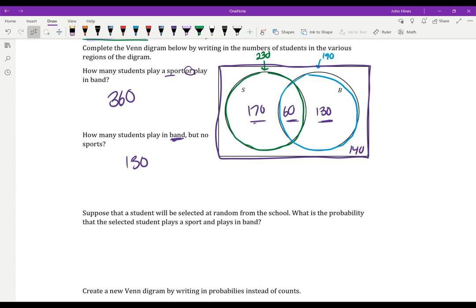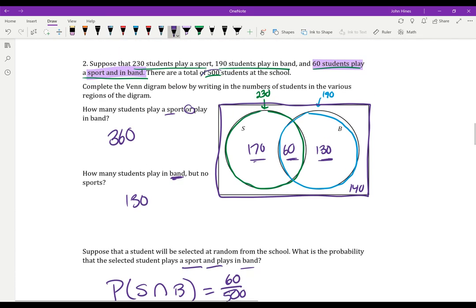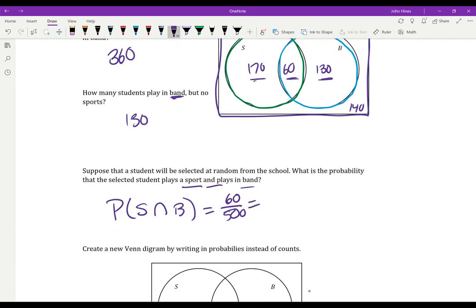Suppose that a student is selected at random. What's the probability the student plays a sport and plays in band? So what's the probability of sports intersect band? Sports and band, there's 60 of them, and probabilities are always out of the total. 60 out of 500 comes out to be 12%. There's a 12% probability that a randomly selected kid is sports and band.